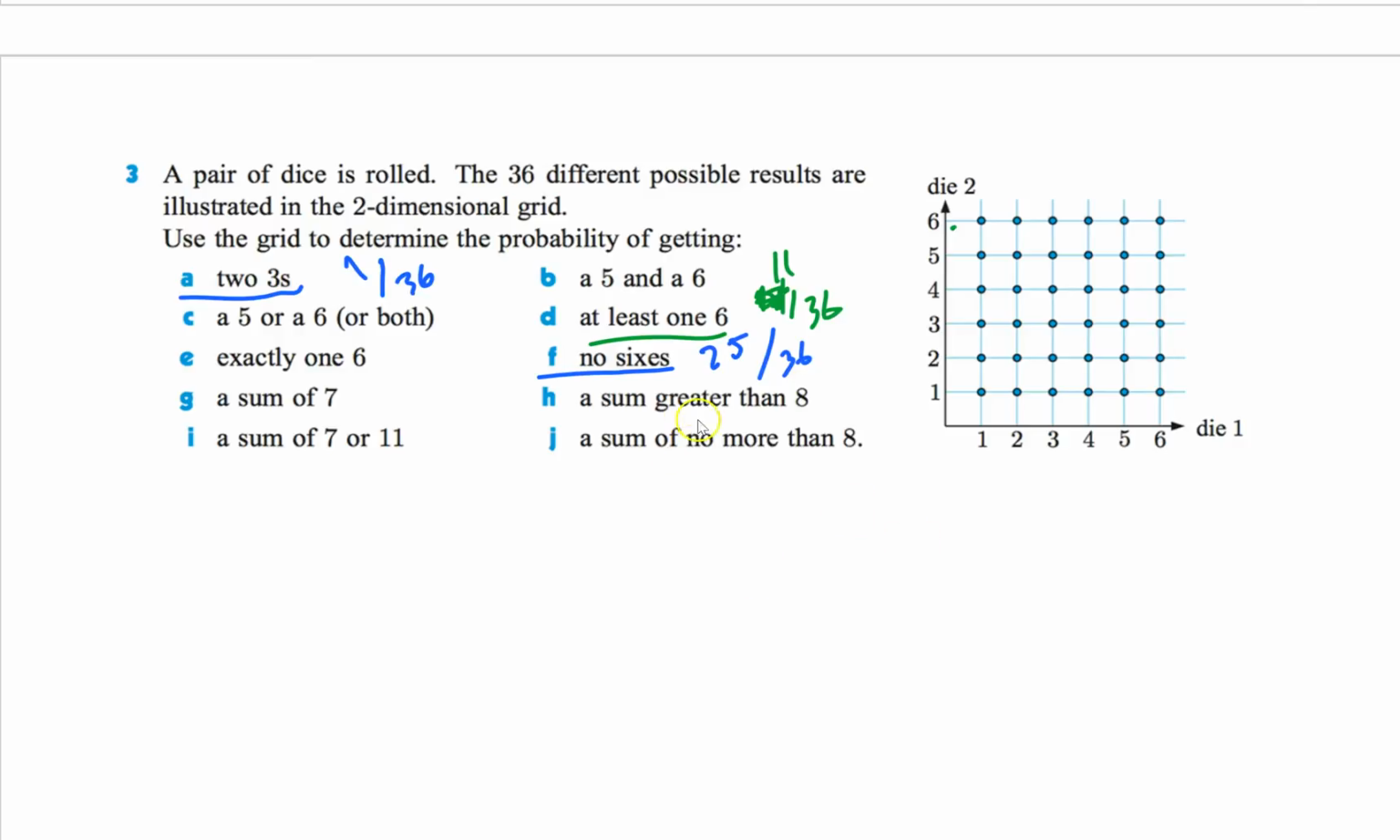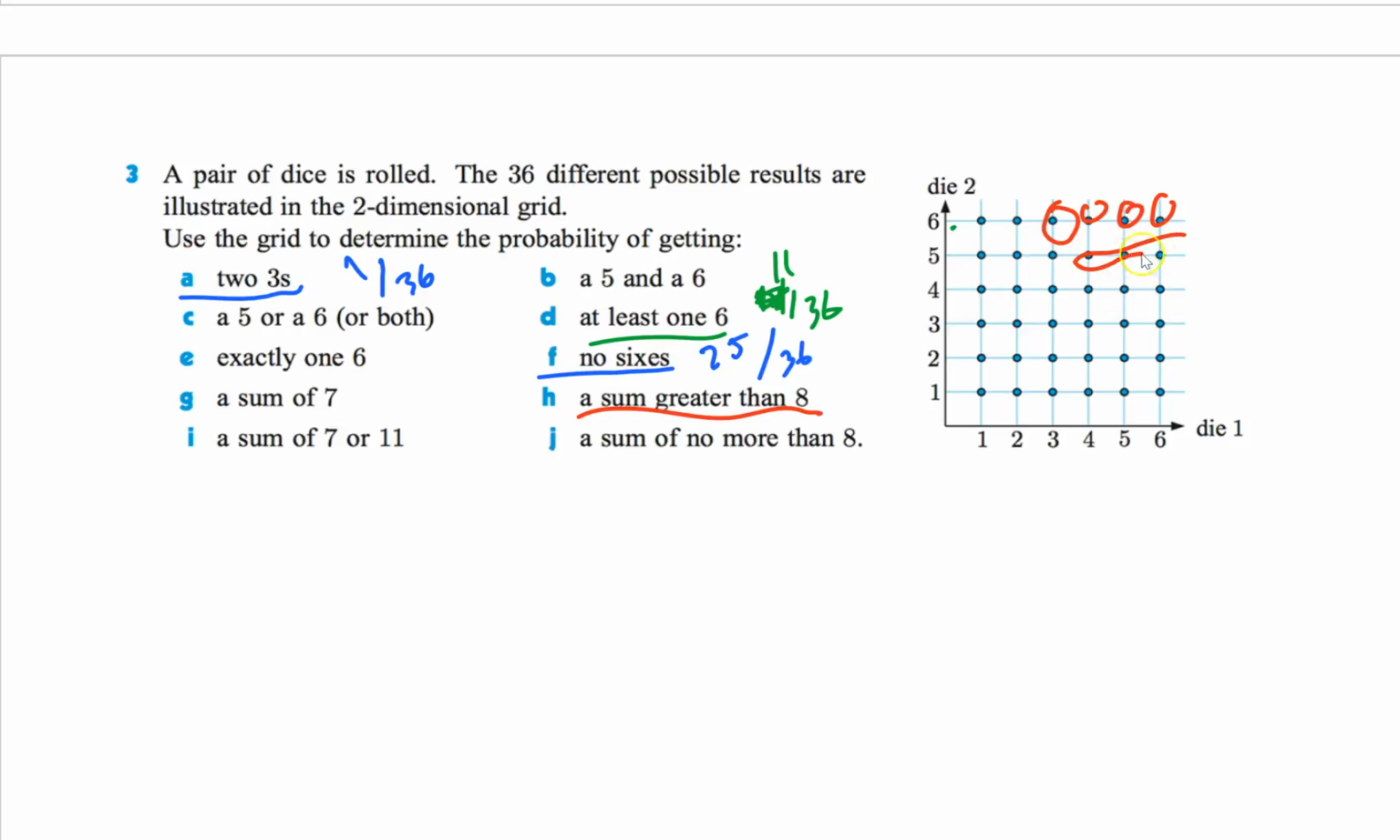Is the sum greater than 8? This is much easier with the grid. So I'm like, 6 and 1. No, that's only 7. 6 and 2, 8. But I want greater than 8. So 6 and 3 works, right? 6, 4. All these are going to work. How about 5? 5-2, 5-3, still 8, not greater than it, so it's going to be 5-4.